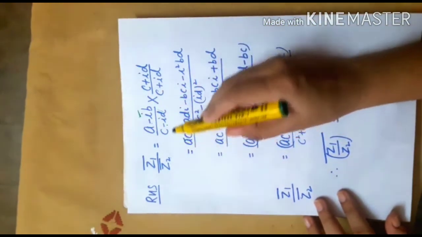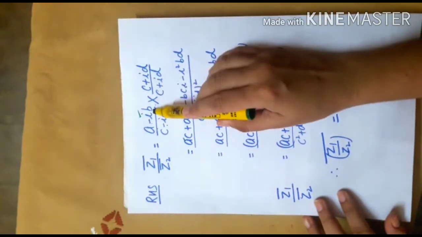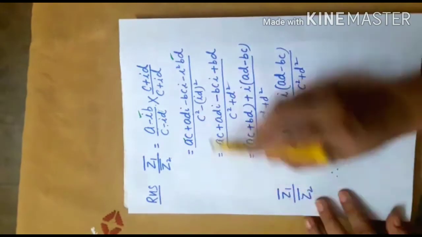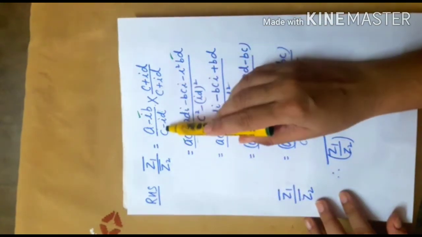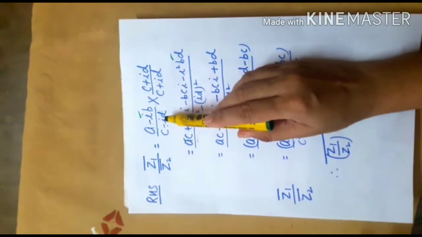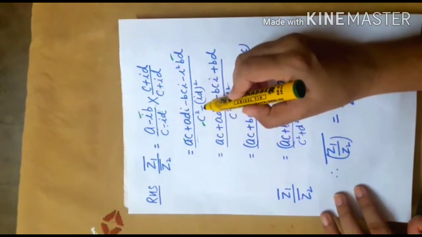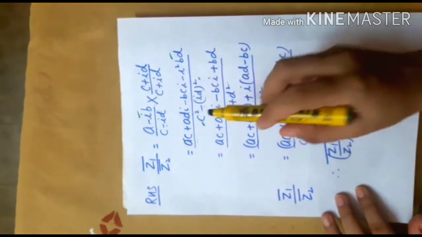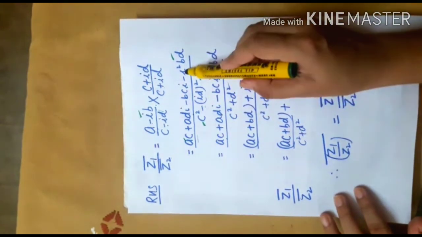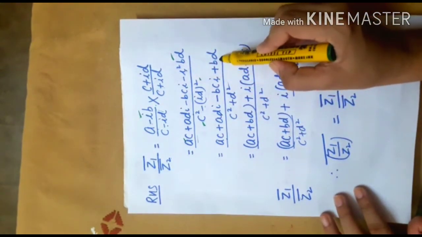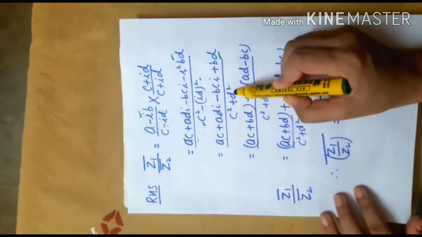I'll get AC plus AD iota minus BC iota minus iota square BD. Divided by, in the denominator it is A plus B, A minus B. So it will be A square minus B square. Role of A is being played by C. So I'll get C square minus iota D whole square. So AC plus AD iota minus BC iota. Iota square is -1, so I'll get here plus BD. Whole divided by C square plus D square.